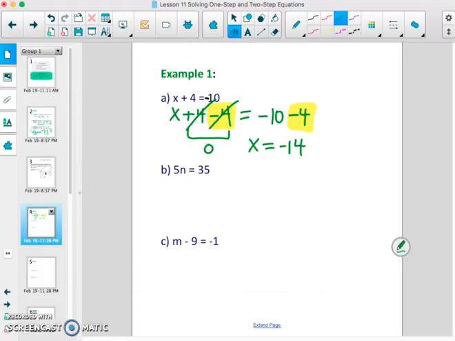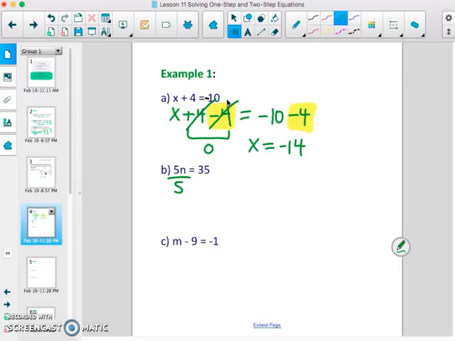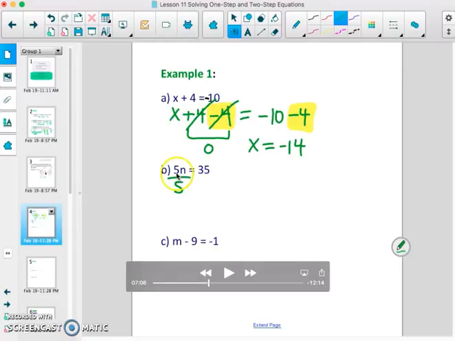We have 5n is equal to 35. So 5 times some number is 35. Now, we want to get n by itself, and in order to do that, we do opposite operations. Up here, if 4 was being added, we needed to subtract it. That's the opposite operation. So adding and subtracting are opposite. Similarly, multiplication and division are opposite. So this 5 is being multiplied by the n, so we're going to do the reverse. We're going to divide it by 5.